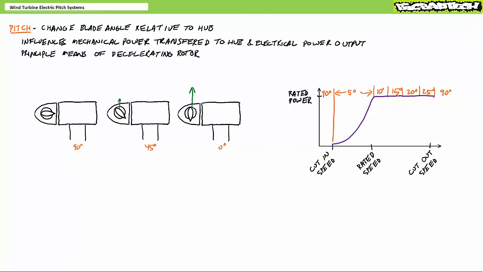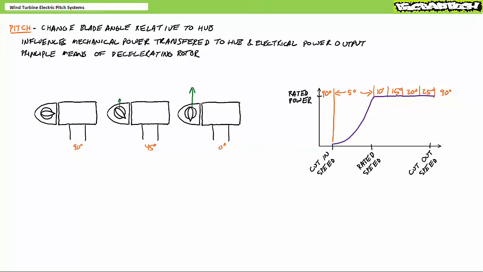Presuming the rated speed occurs at 12 meters per second, you might see the turbine hold the pitch angle at around 10 degrees for 14 meters per second, 15 degrees for 16 meters per second, maybe 20-ish degrees for 18 meters per second, and maybe 25-ish degrees for 20 meters per second, again where these pitch angles are dependent upon the aerodynamic profile of the blades employed.